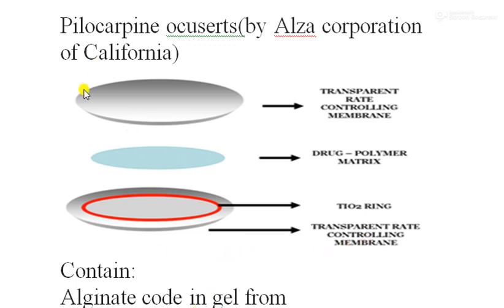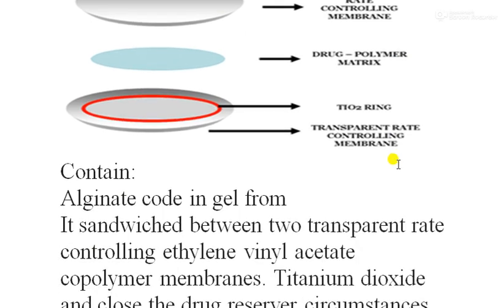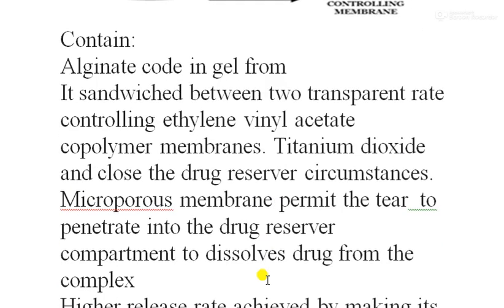So basically in this type of pilocarpine Ocusert, they contain an alginate coat in gel form within the polymer matrix. It's sandwiched between two transparent rate controlling ethylene vinyl acetate copolymer membranes. So these transparent membranes are composed of rate controlling ethylene vinyl acetate copolymer membrane, and one titanium dioxide ring or layer closes the drug reservoir circumference.